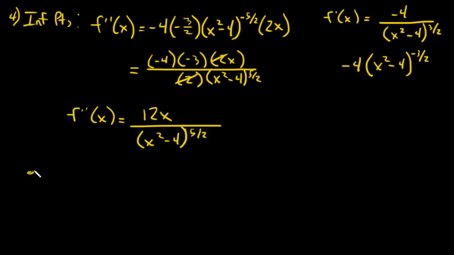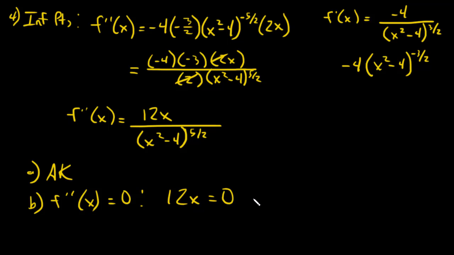So, any discontinuities? Absolutely, but we already know what they are. I know that I have vertical asymptotes at x equals positive and negative 2, and everything between positive and negative 2 is imaginary. It is undefined. So now I can go to step B. F double prime of x equals 0 implies 12x equals 0, which means at x equals 0, we're going to have an inflection point, or are we?